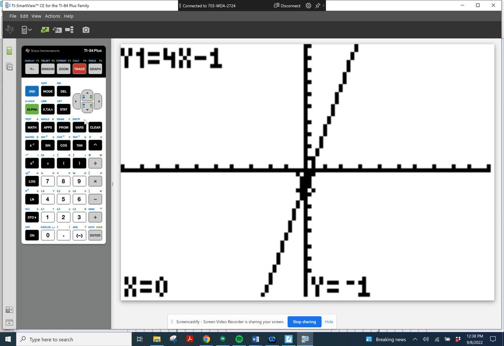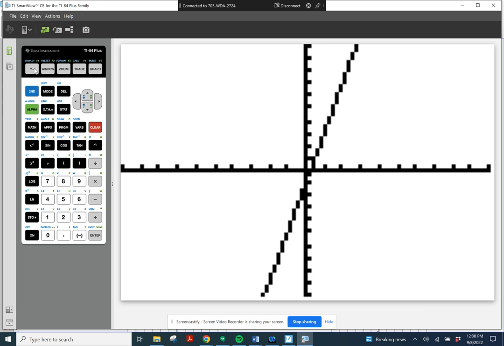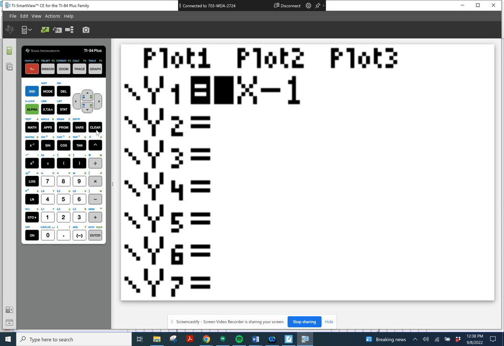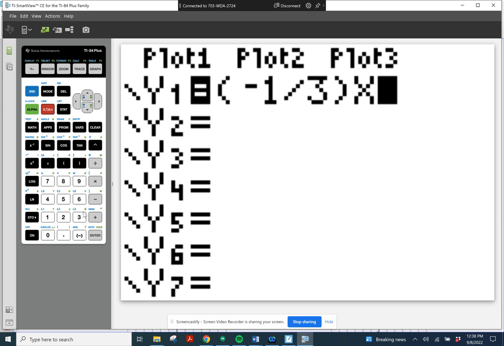Now let's type that in our calculator and see if that actually works. So I'm going to go back to my calculator. I'm going to push my y equals button. I want to clear out the equation that I was graphing. So I'll just push clear. And I'm going to type in a new one. So I'm going to put parentheses around the negative 1/3. So negative 1/3 times x, and then subtract 3. There's my equation. I'm going to graph it.